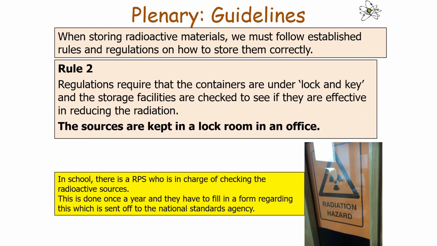The second rule is that regulations require that containers are under lock and key and the storage facilities are checked to see if they are effective in reducing radiation. So it tends to be that many sources are kept in a locked room in an office. In schools there's someone called an RPO, a radiation protection officer, who is in charge of checking the radioactive sources, which is done once a year, and they fill in a form regarding this which is sent off to the National Standards Agency.